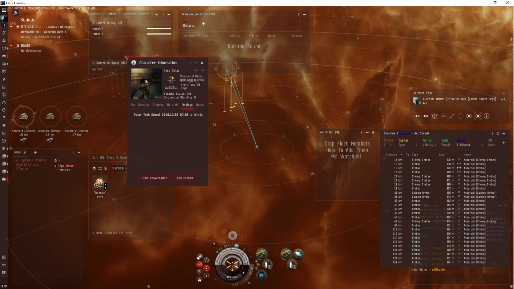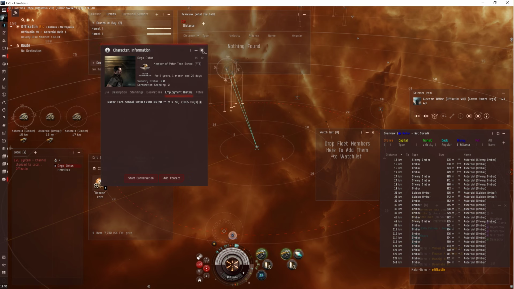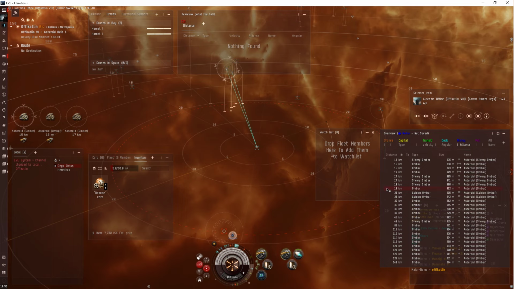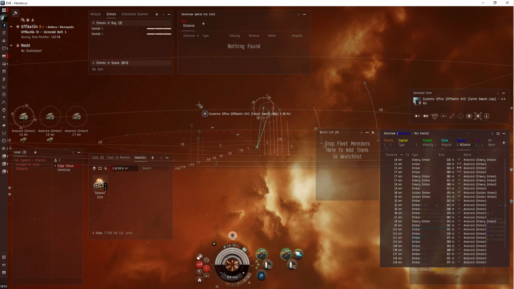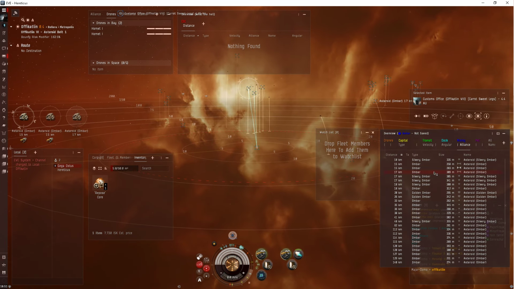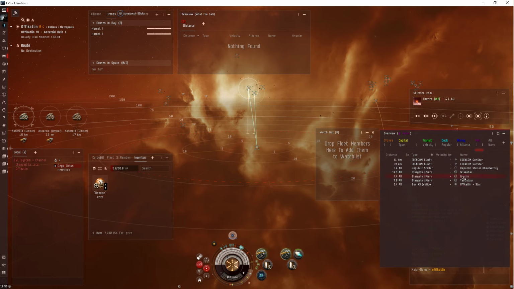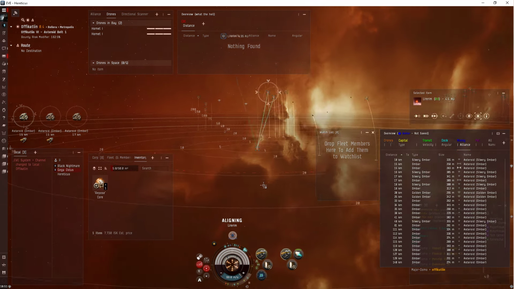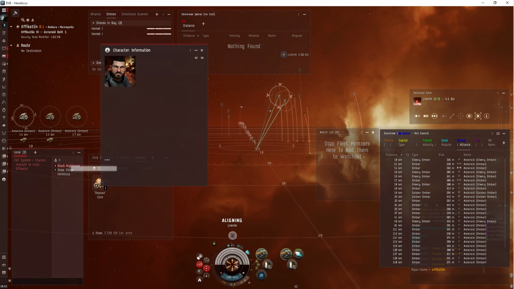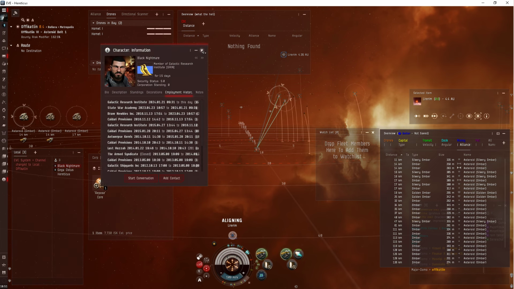Oh, 00. Oh, okay. That is definitely... I have no idea why they're here. Probably doing planetary interaction, I'll bet. Yeah, the 00 security is just indicating it doesn't do any ratting and any PvP. Period. Hello. What we got here? Oh, another Kerber.